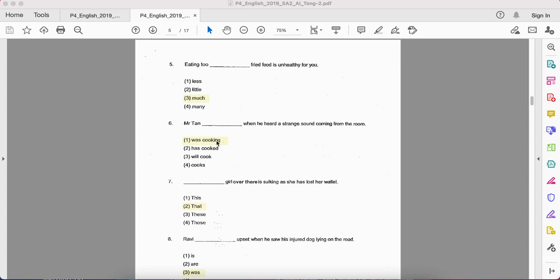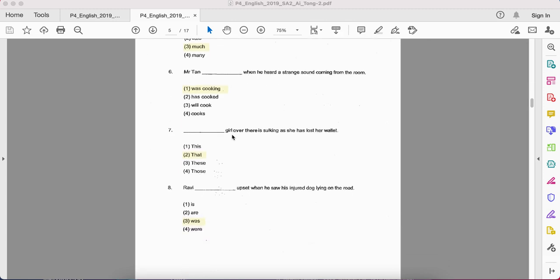Question number 6, moving on. Mr. Tan dash when he heard a strange sound coming from the room. Now, the options you've got are was cooking, has cooked, will cook, cooks. Now, this is going to be, again, he's actually doing something at the present time, right, when this happened. So it's going to be Mr. Tan was cooking when he heard a strange sound coming from the room. Okay, so what was he doing when he heard the sound? He was cooking. All right, so that's going to be the right answer for this.